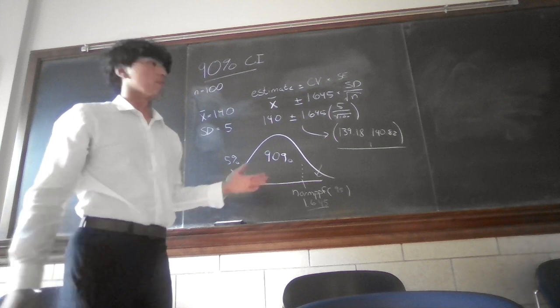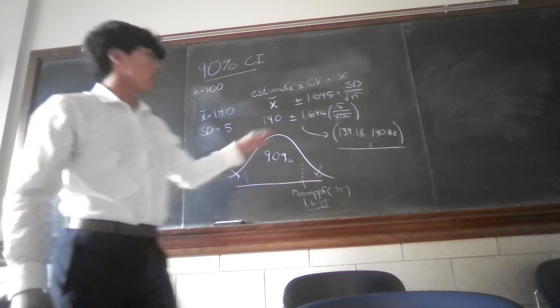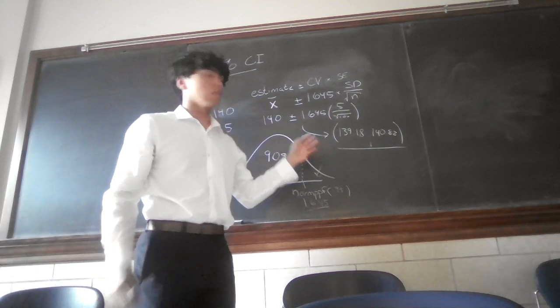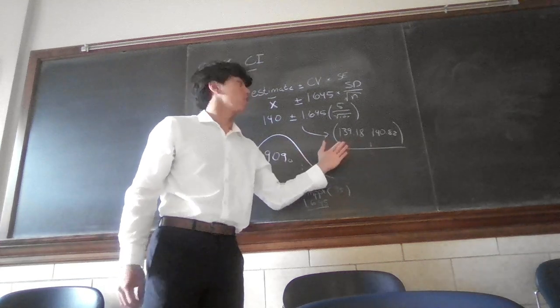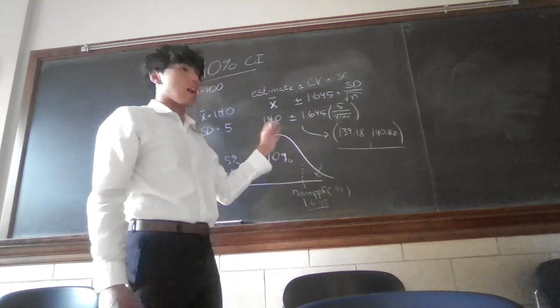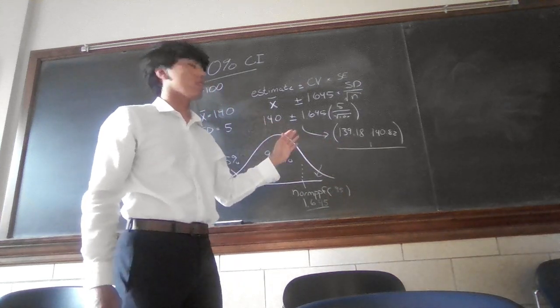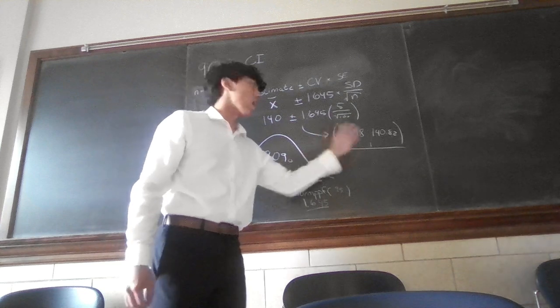Now, what does this mean? Basically, we are 90% confident that the true IQ mean of UIUC students is somewhere between here. We can say with 90% confidence that the true mean will lie in this range.